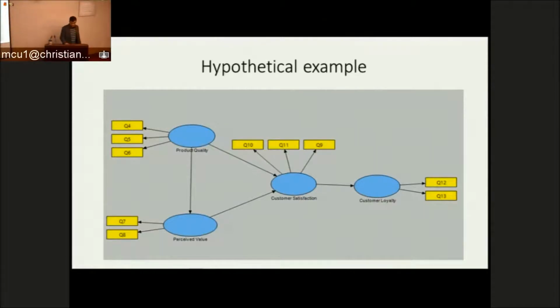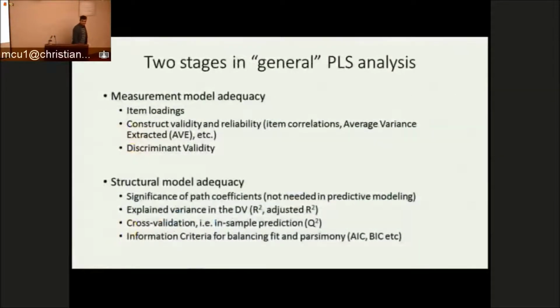So let me just quickly go down and show you the 2 stages in a general PLS analysis. This is not doing any prediction right now. These 2 paths have nothing to do with prediction at this point. This is just establishing a measurement model adequacy. You're looking at the item loadings, the validity, and then you move on to the structural model adequacy.